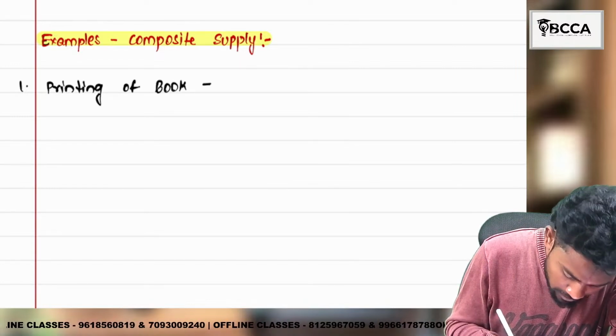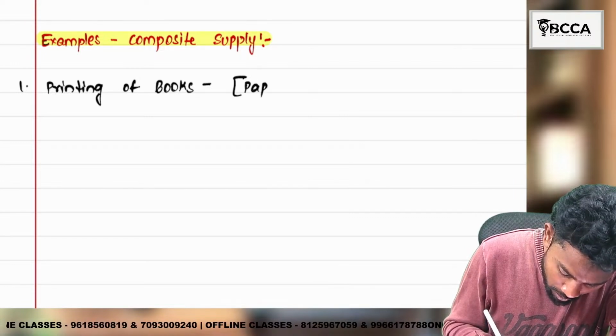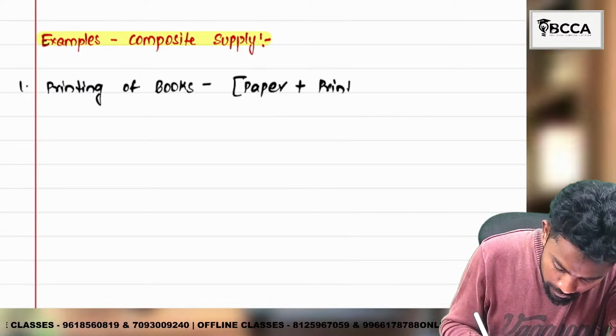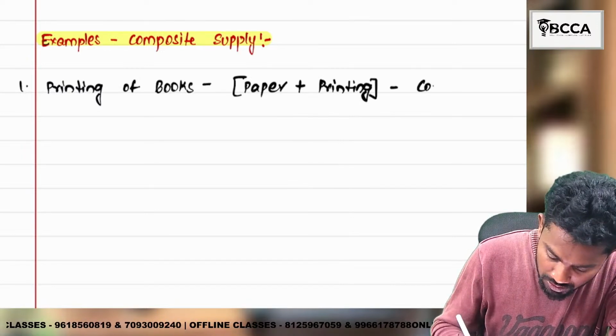So what happens here? Printing of books, it involves paper and printing. Then it is what? Composite supply.